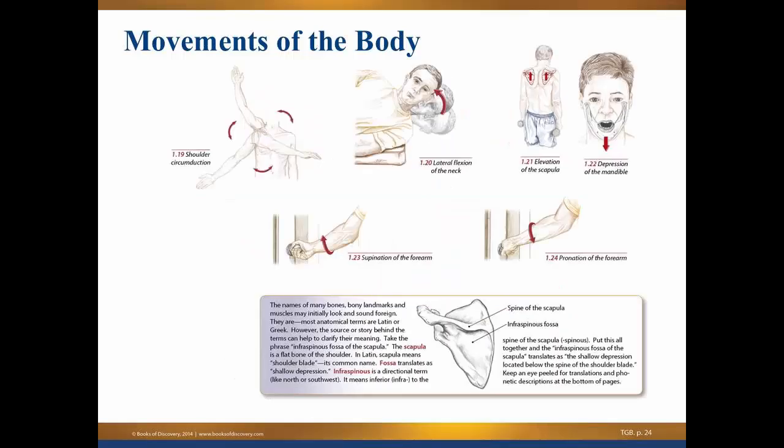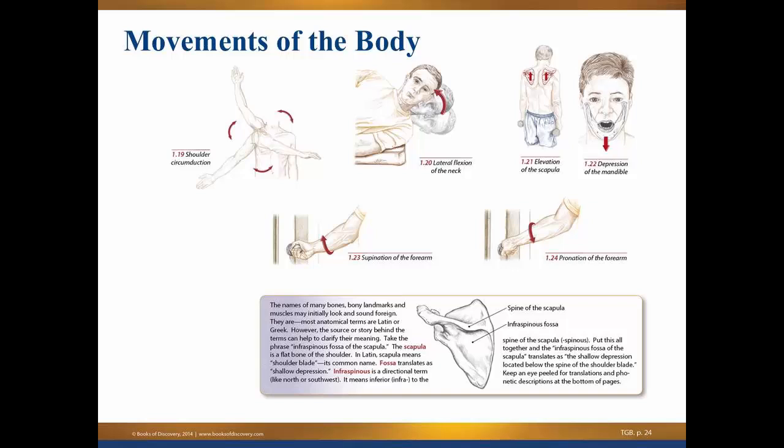Yay! More movements of the body. Image 1.19 shows shoulder circumduction. Circumduction can be done at any ball and socket joint. Circumduction involves 4 movements: flexion, extension, abduction, and adduction. Imagine a cone-like movement, meaning that the limb at the distal end makes a circle, while the proximal end remains fixed. The end closest to the body remains fixed, and the end furthest away makes a circle.